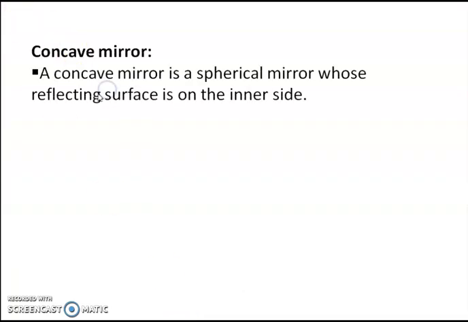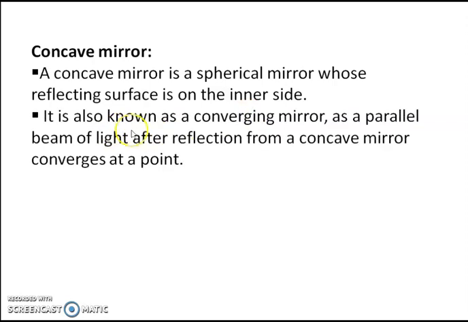Concave mirror. A concave mirror usually is a spherical mirror whose reflecting surface is the inner side. It is also known as a converging mirror as a parallel beam of light after the reflection from a concave mirror converge at a point. So this is a concave mirror, and these lines which are drawn outside, these are the polished area.